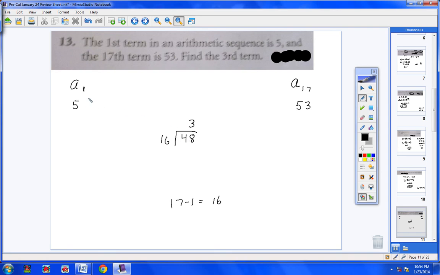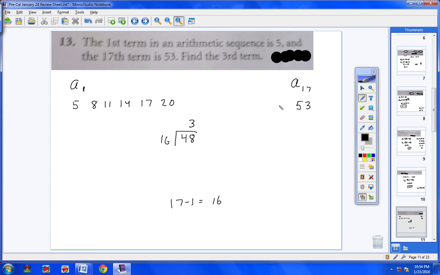If I had 3 over and over and over, by the time I get to the term 17, it'll be 53. So I know 5 is my first term, and then 8, and then 11, and then 14, and then 17, and then 20. And trust me, students, if you continued on, when you got to the 17th term, you would hit 53.